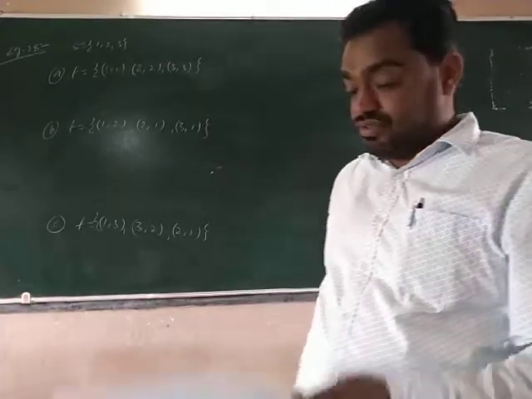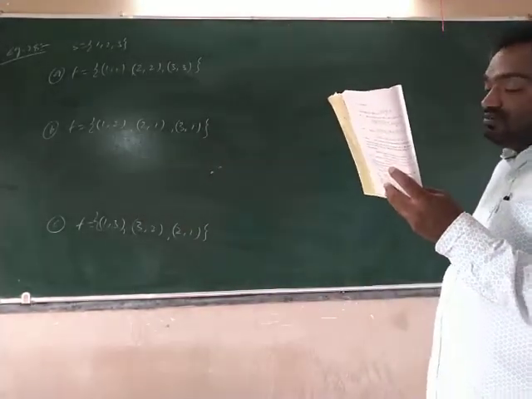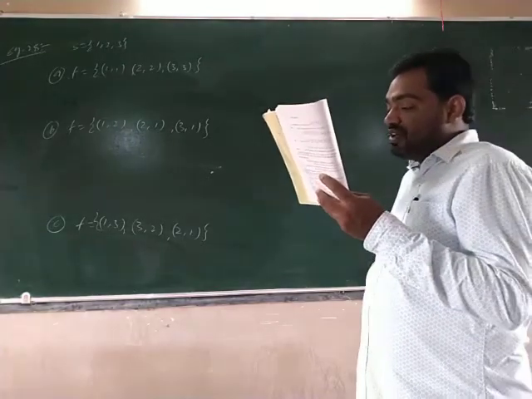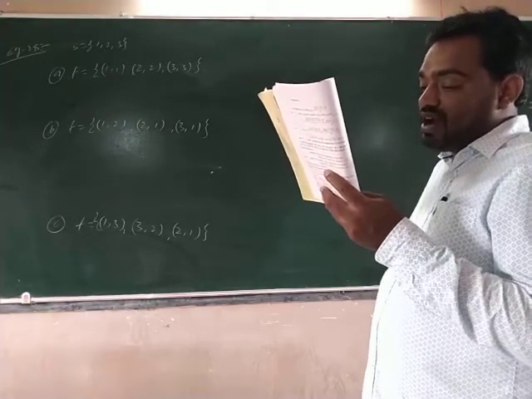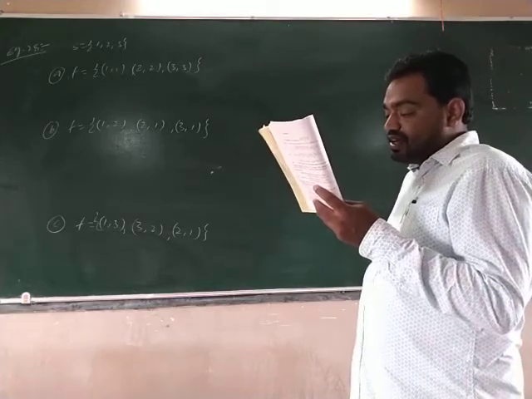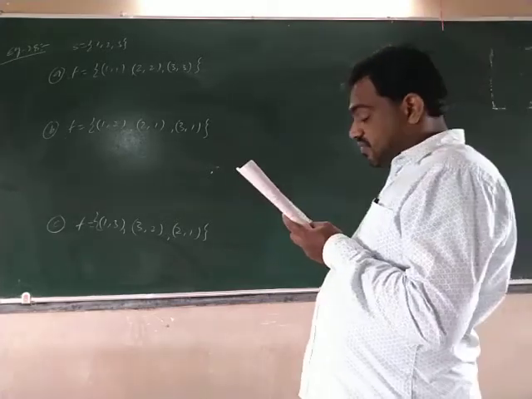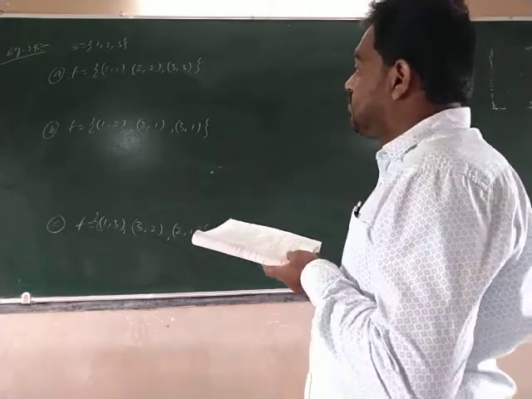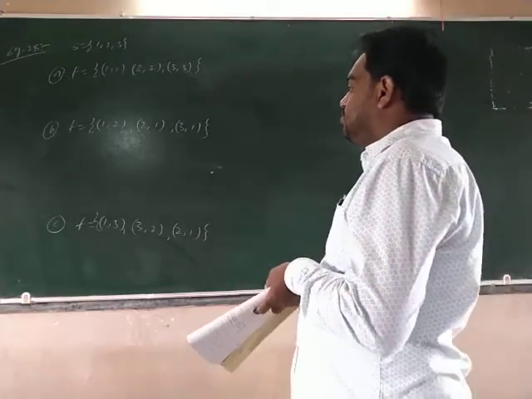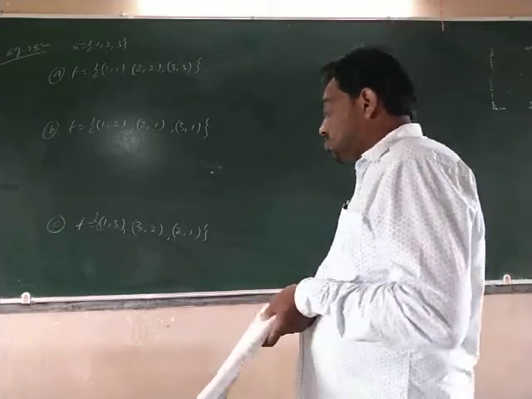Example number 28. Let S be the set {1, 2, 3}. Determine whether the functions f from S to S defined as below have inverses. Find f inverse if it exists. First one, question A: f is equal to {(1,1), (2,2), (3,3)}. B: f is equal to {(1,2), (2,1), (3,1)}. C: f is equal to {(1,3), (3,2), (2,1)}.